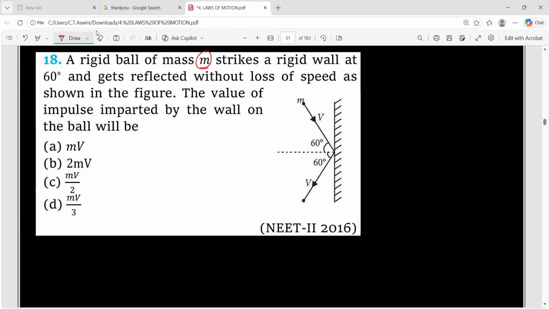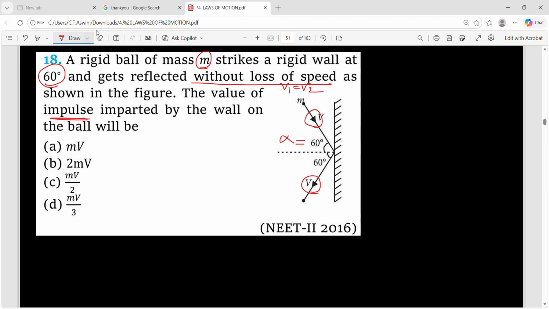A rigid ball of mass m strikes the wall at an angle of 60 and gets reflected without loss of speed. That means V1 is equal to V2 as shown in the figure. Initially V, after collision also V, and this 60 is given with the horizontal. So this is your alpha. The value of the impulse imparted by the wall.